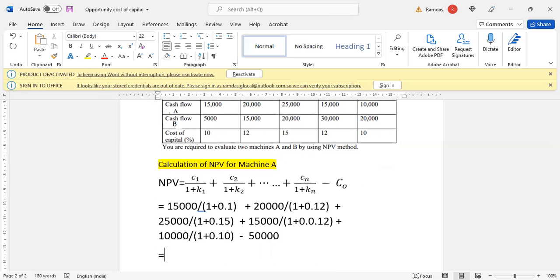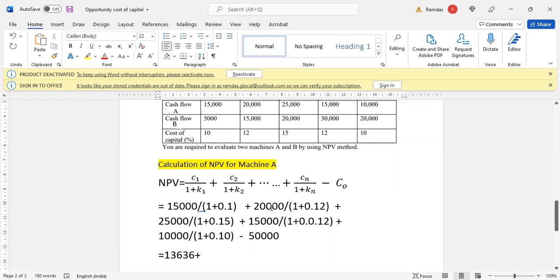You have to simplify each cash inflow. So 15,000 divided by 1 plus 0.1 gives me 13,636. You need to simplify. First, you need to remove the brackets. You have to use BODMAS here. So remove the brackets first and then the division, and then we need to add it.